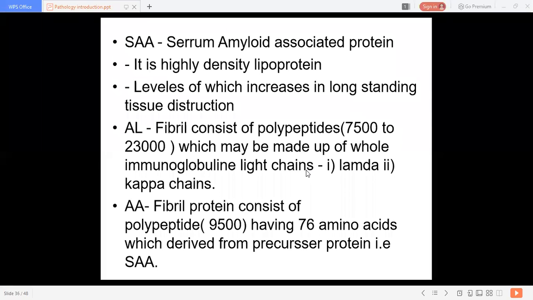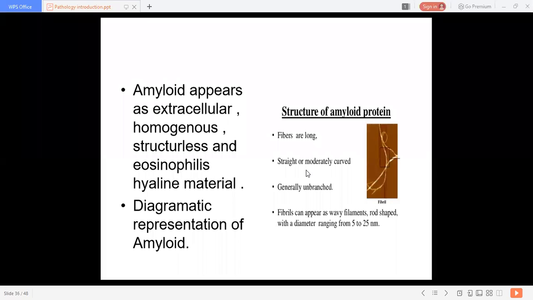Then we discussed the structure of amyloid. These are the characteristics of amyloid: it is extracellular, homogeneous, structureless, eosinophilic hyaline material. The diagrammatic representation is cross beta-pleated protein. 90% of it is made from the fibrillar protein, and 10% from the P component, which is called pentagonal shaped glycoproteins.